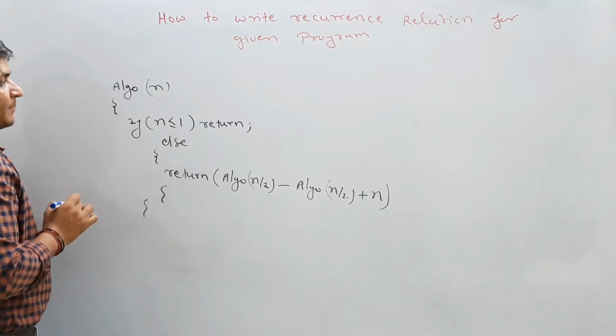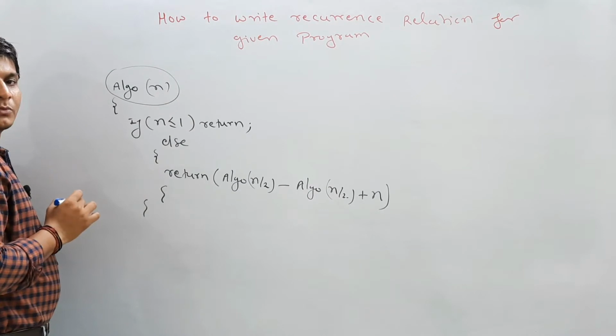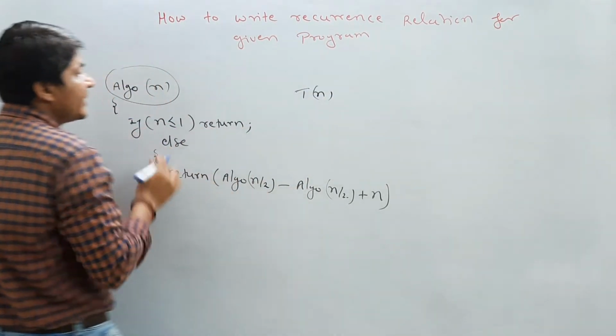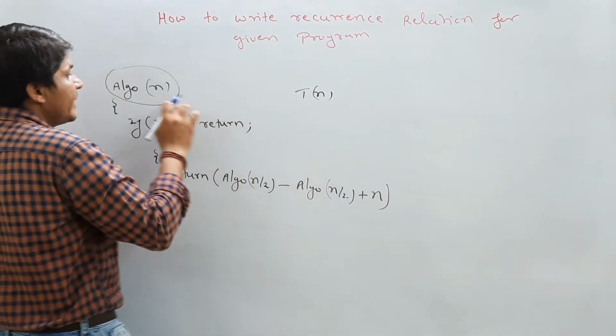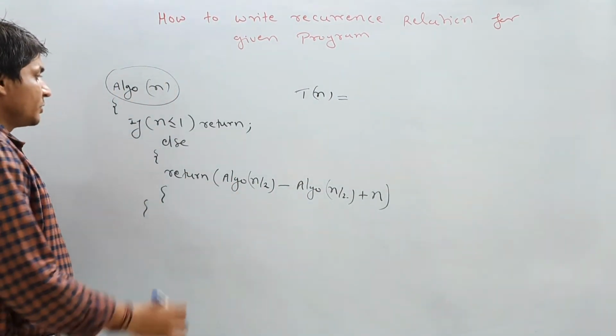If you see this program, let us assume the time taken to solve an n elements problem is T(n). So in order to solve the n elements problem, it is taking T(n) time. So we have assumed this.